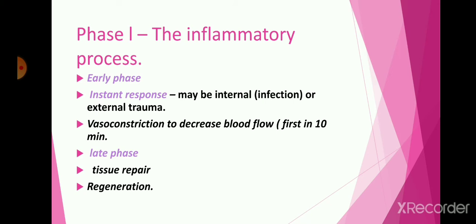We know that at the injured site, whenever blood gets outside the body, coagulation of blood is formed. So first of all, whenever inflammation starts, vasoconstriction occurs, and in the late phase we see tissue repair and regeneration. So let's see in detail what actually happens during inflammation.